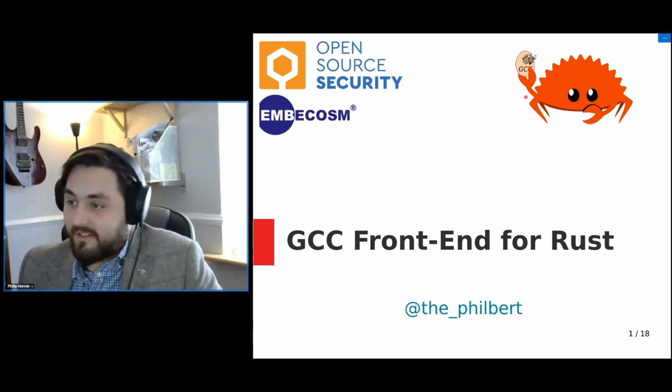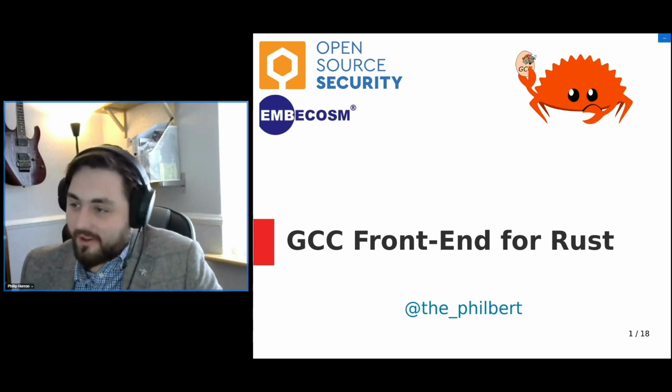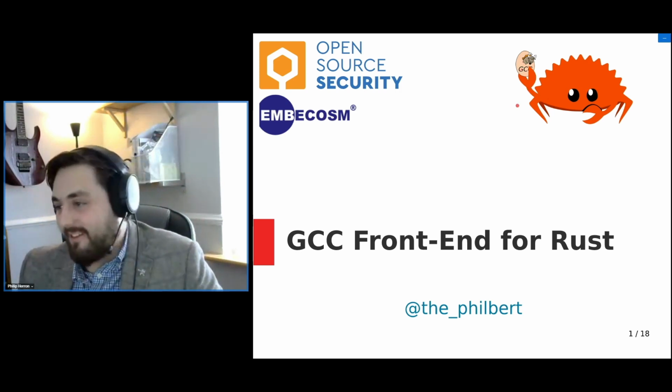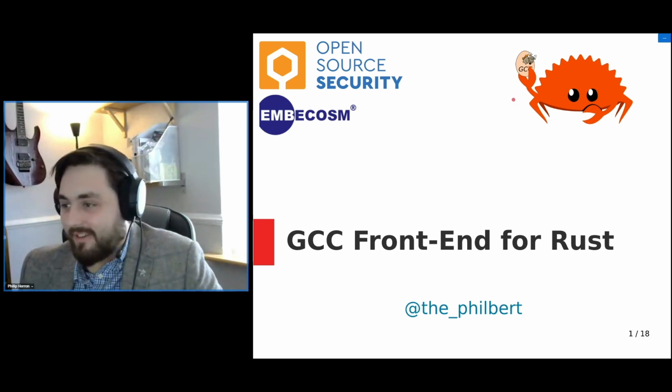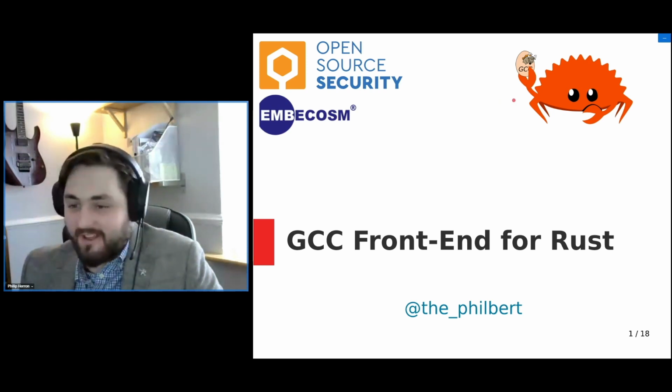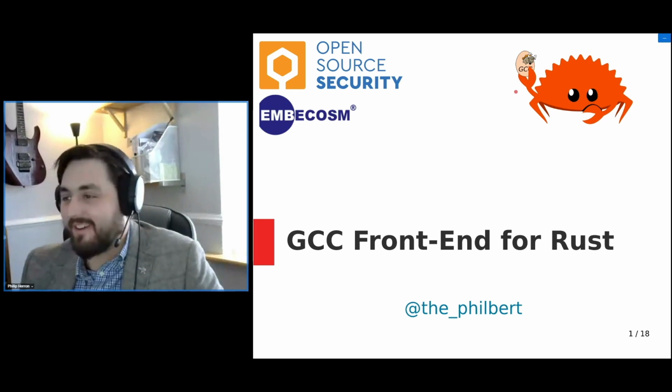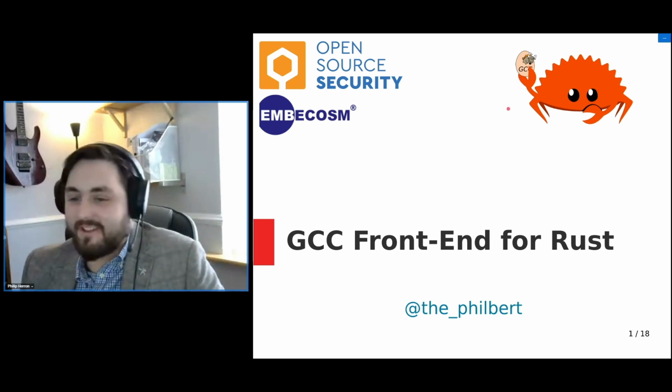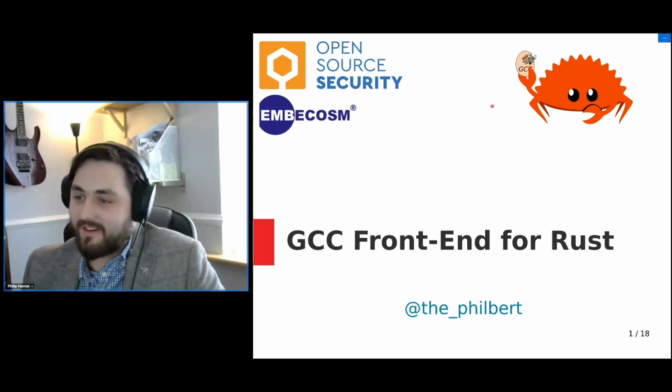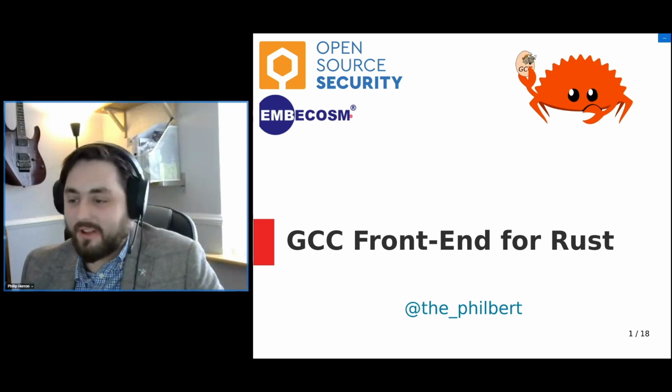I just want to point out the little Ferris crab at the top right-hand side, holding on to the GNU logo here. I spent probably far too much time trying to crop off the claw and get it layered up correctly. Philip Krona gave me the idea for that one. But I think it's kind of funny. It's just the idea that Rust is then grabbing onto GCC here, and obviously, thanks to Open Source Security and Embecosm as well.